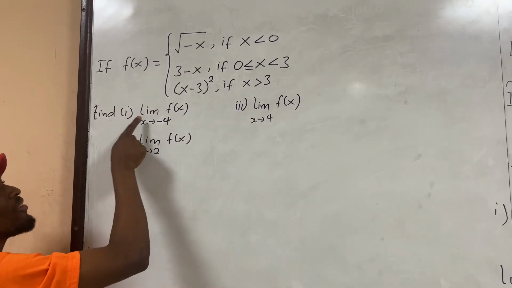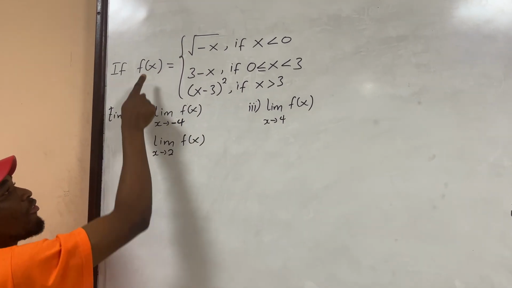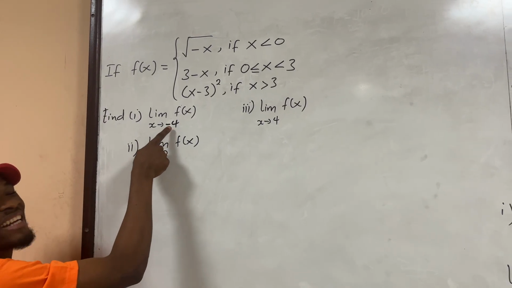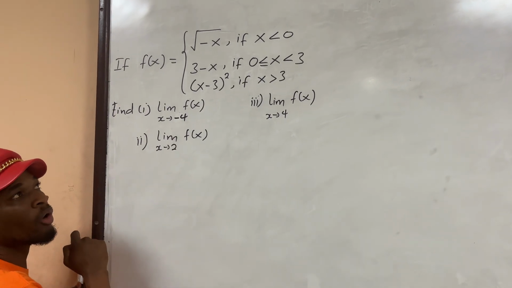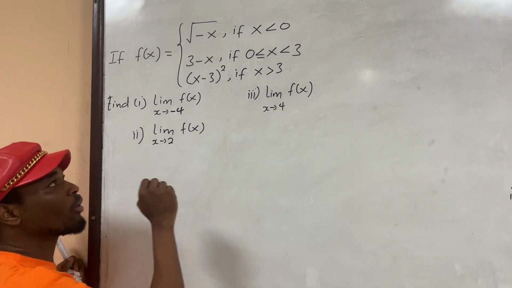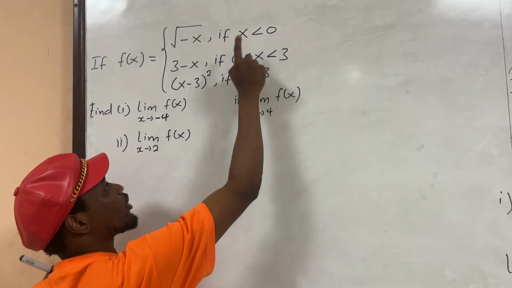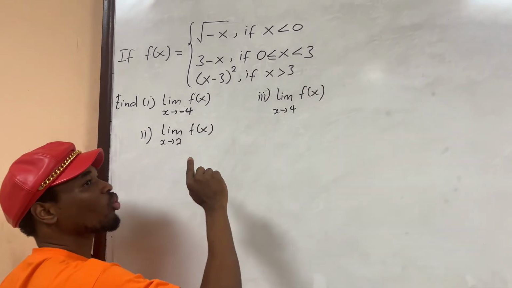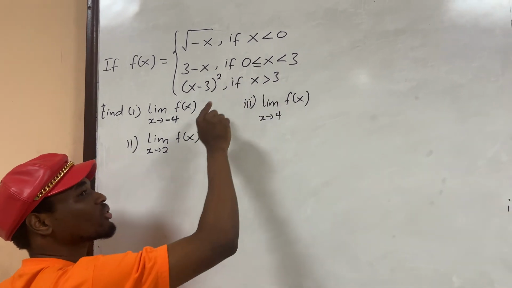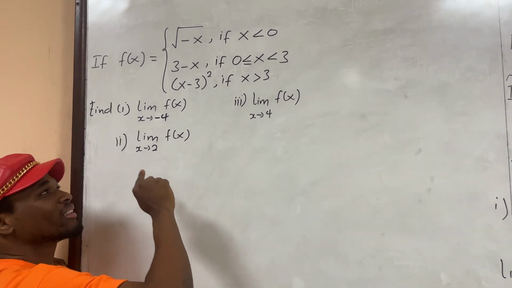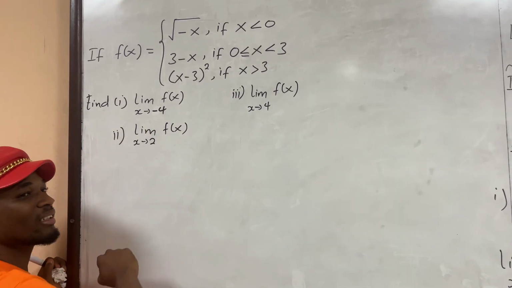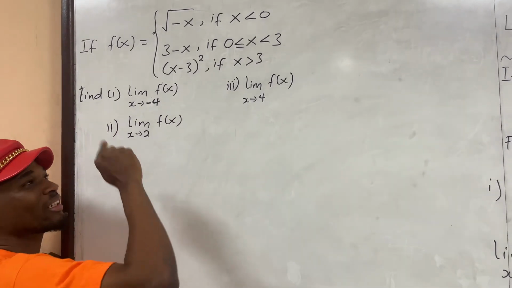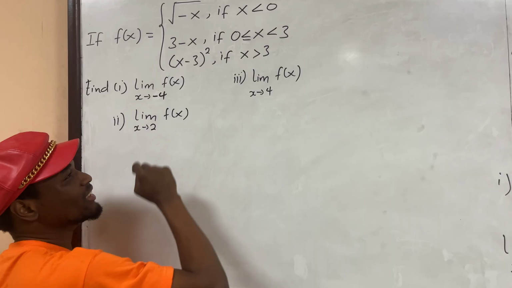We are being told to evaluate the limit of f of x as x approaches -4, all right? So what are you supposed to do? You are supposed to consult the conditions, the restrictions, the boundaries. You are supposed to consult the subdomains.